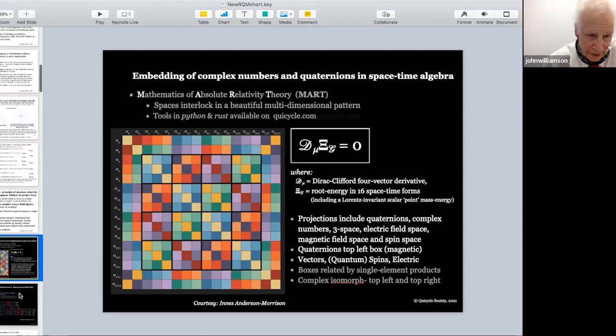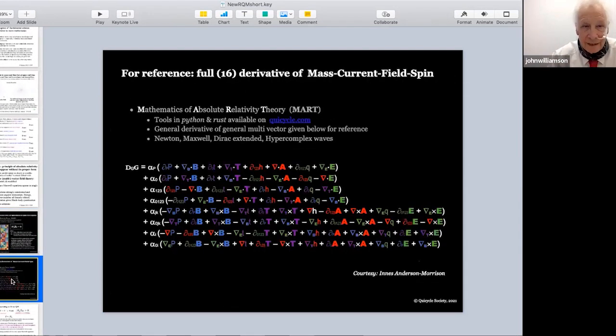Okay, that's the maths. Now comes the nasty maths. So I'm just going to show the nasty maths for reference. This is the 16 derivative, the 16 components as calculated by Innes's program, for the conventions which we're going to use here, which is, I'll mention some of them, left-handed basis.